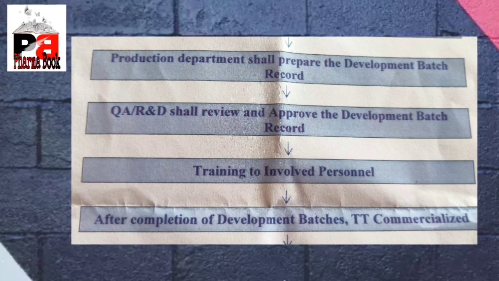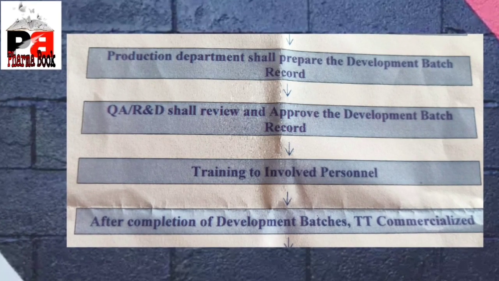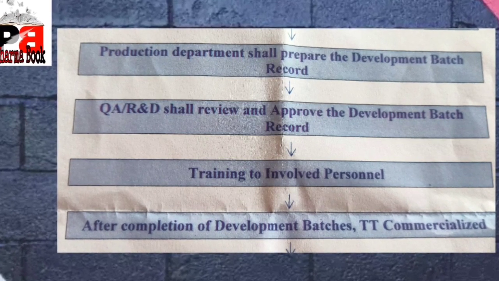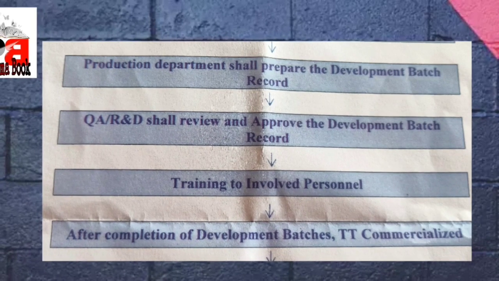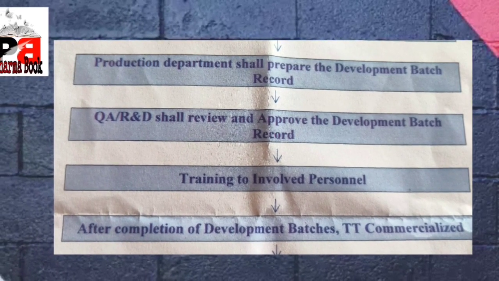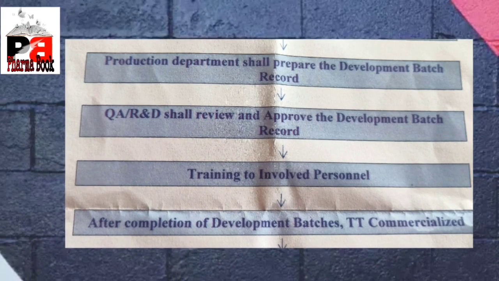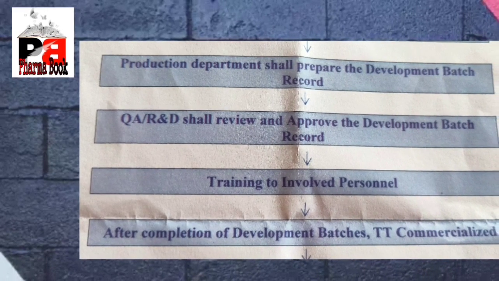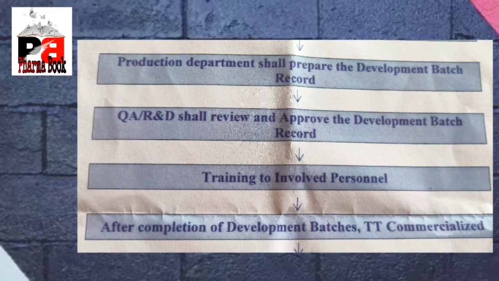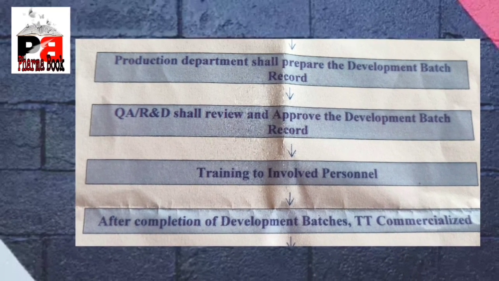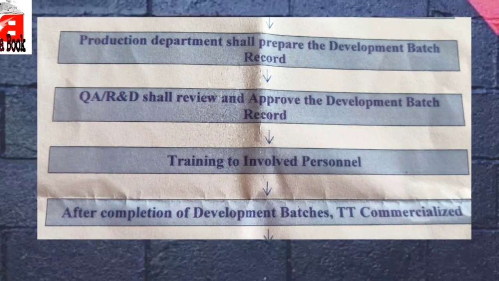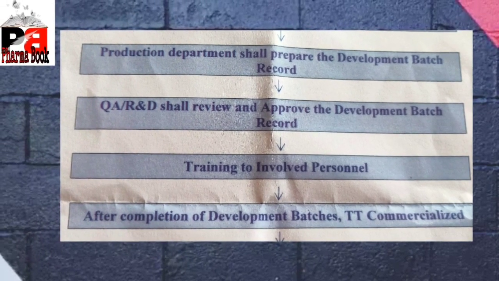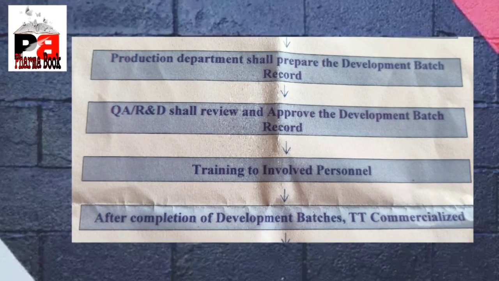After receiving the technology, the production department shall prepare the development batch record. The development record shall be reviewed and approved by QA and R&D departments. These two departments are primarily responsible for reviewing and approving development records. After approval of the development record, training shall be imparted to concerned personnel. After successful execution of the development batches, the process shall be recommended to commercial manufacturing.